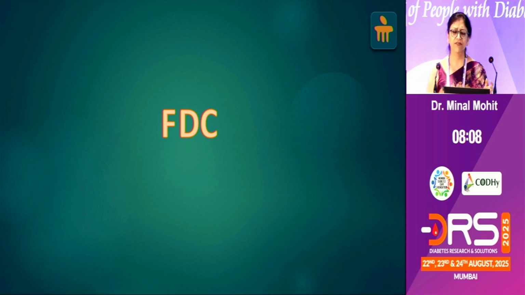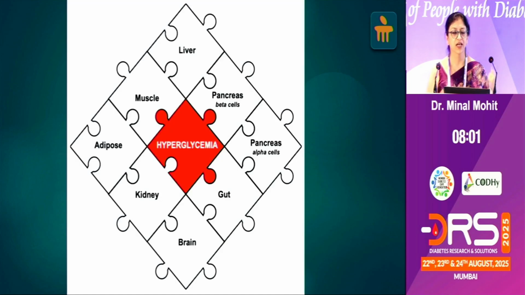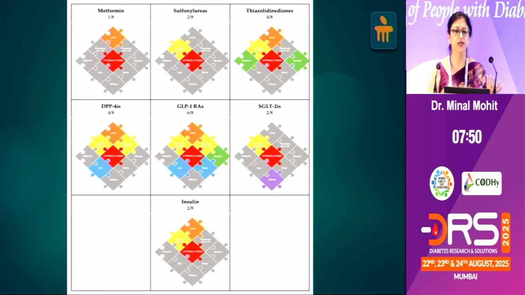So for a minute, let's forget the F. Just forget all F words, right? Just focus on the drug combinations. So this is diabetes, hyperglycemia. You have hyperglycemia, you just add one molecule and you find that you will be targeting 1 out of the 8 pathophysiologies. You add a sulfonylurea, you will be targeting 2 out of 8. You add a thiazolidinedione, you will be targeting 4 out of 8. You again choose a DPP4 inhibitor, again you will be targeting some 4 out of 8. A GLP-1 RA will help you target 6 out of 8.